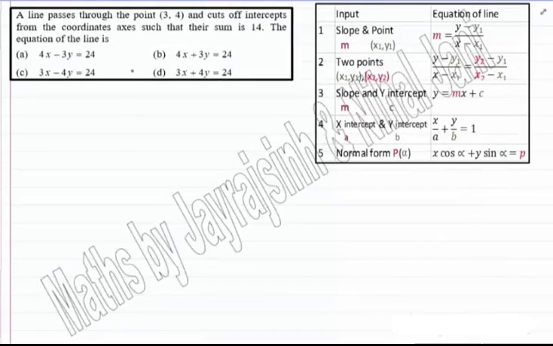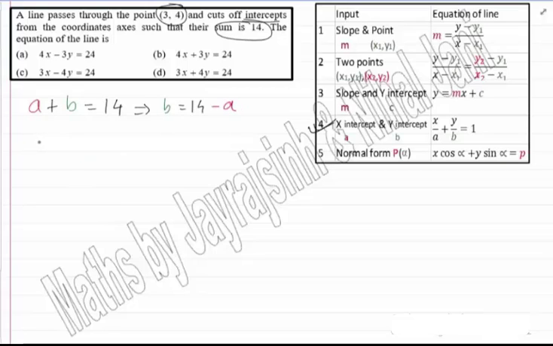Let's move to the next interesting question. A line is passing through (3, 4) and cuts off intercepts from the coordinate axes such that their sum is 14. This intercept would suggest that we should use the intercept form of the equation of a line, right? In which the sum of the x-intercept and y-intercept is equal to 14. So we can say b is equal to 14 minus a.